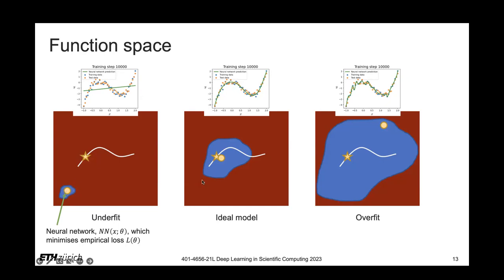So for the ideal model, we would choose a model that's more flexible, where the space is larger, but not too large, so that the neural network which minimizes the empirical loss can't stray too far from the true function. And then in the overfit case, we're choosing a very expressive model that could represent very many different functions, and the neural network that minimizes the loss is far away from the true function again.